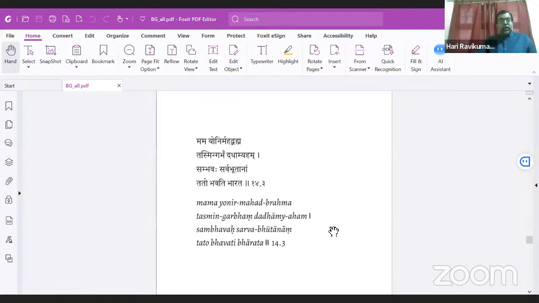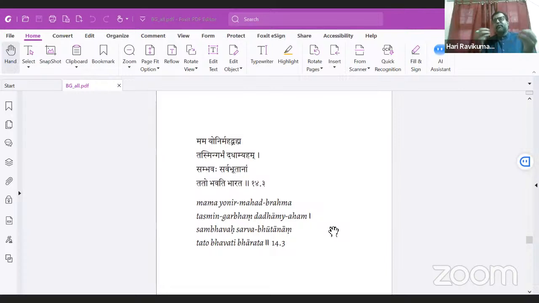Then, mama yonir mahad brahma tasmin garbham dadhamyaham sambhavah sarva bhutanam tato bhavati bharata. So primordial nature is my womb in which I plant my seed. All the creatures are born from that. So Bharata, addressed to Arjuna, mama yonihi mahad brahma. So the primordial nature, the mahat, is my womb. Tasmin aham garbham dadhami. So I plant my seed, or I impregnate it. Tataha sarva bhutanam sambhavaha bhavati. So all creatures are born from that.